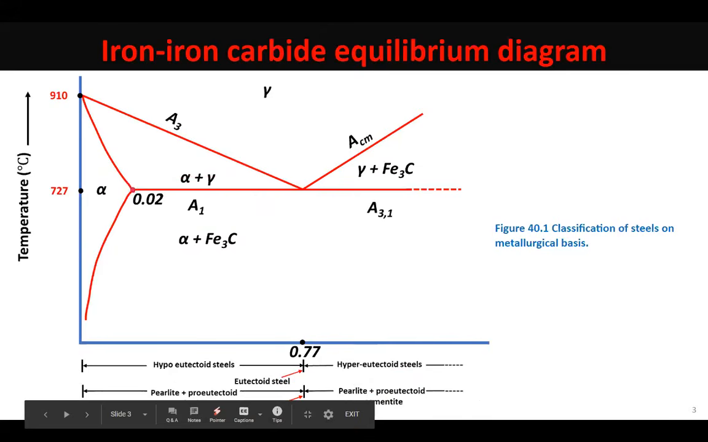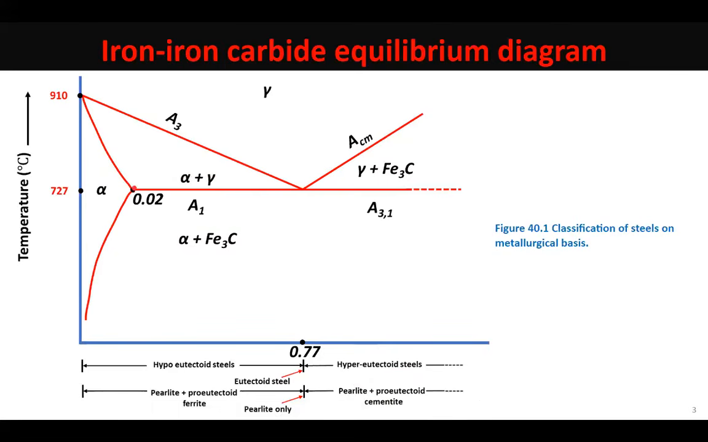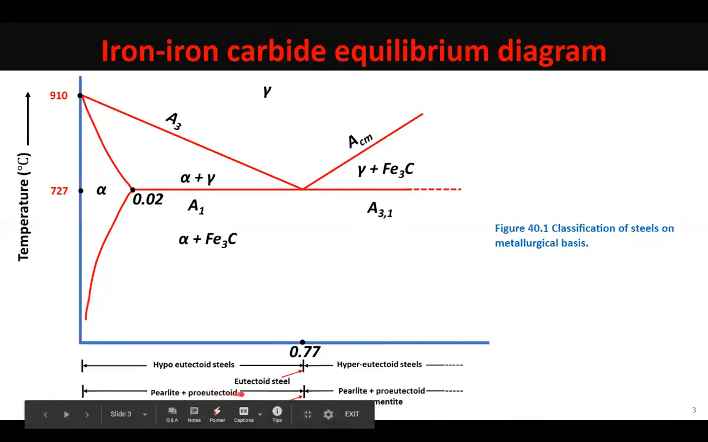And similarly, if you are talking about a hypoeutectoid steel, any steel with carbon in the range 0.02 to 0.77, then that steel would have in its microstructure perlite, plus along with that there would be some proeutectoid ferrite.